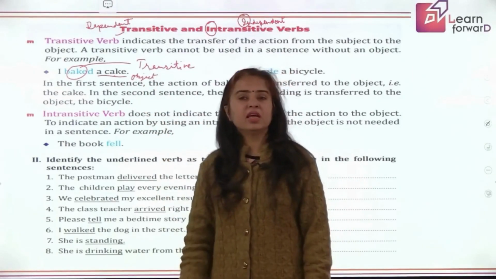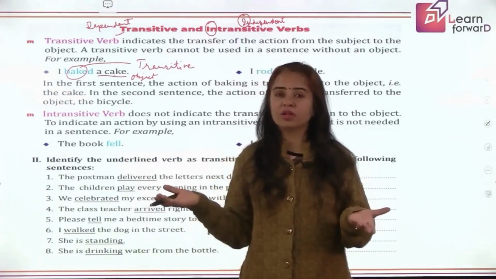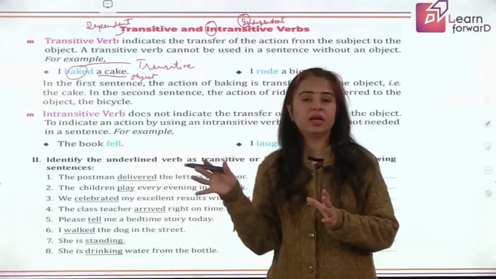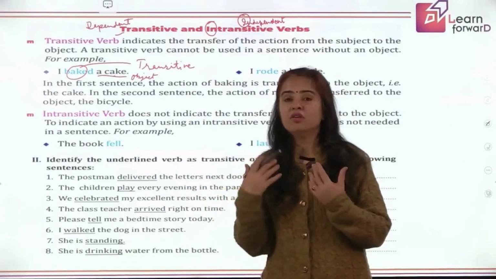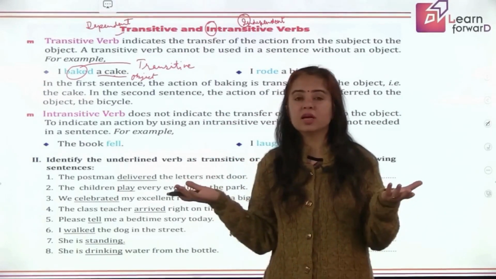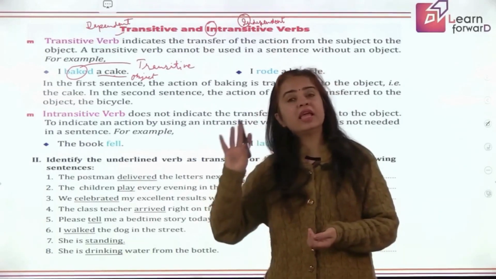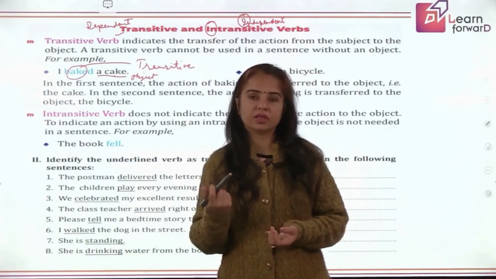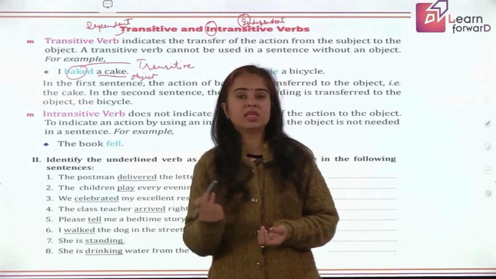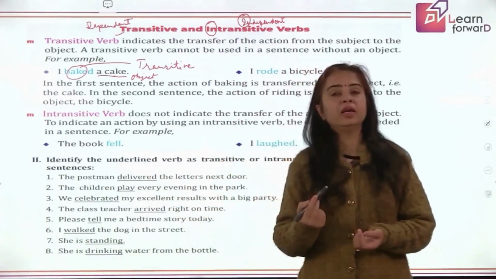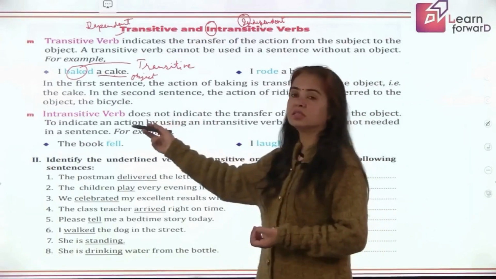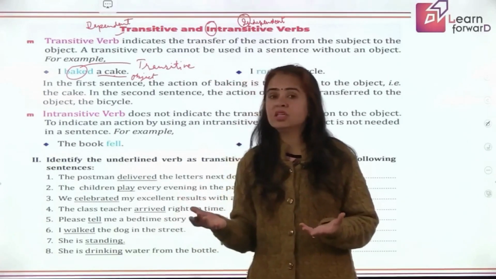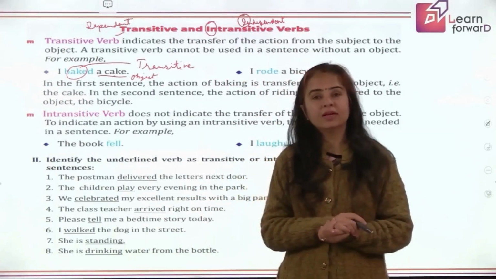But if I say I ran, I laughed, there is no object receiving my action. If I say I laughed, it is complete in itself. It doesn't need any noun that is receiving the laughter, isn't it? So we say such verbs are independent and they are intransitive verbs. Like the book fell. There is nobody to receive the action of falling of the book, isn't it?